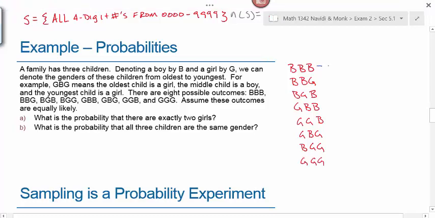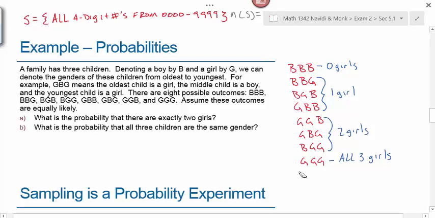Looking at this, I have started out with 0 girls. In these next 3, I had 1 girl. In these next 3, I had 2 girls. And in this last one, I had all girls. This is my sample space. It covers every possible outcome.